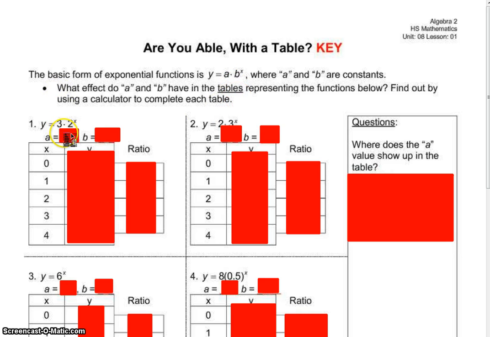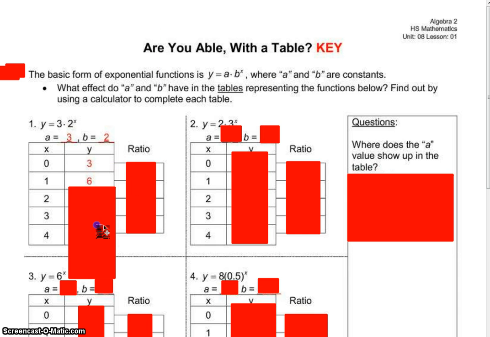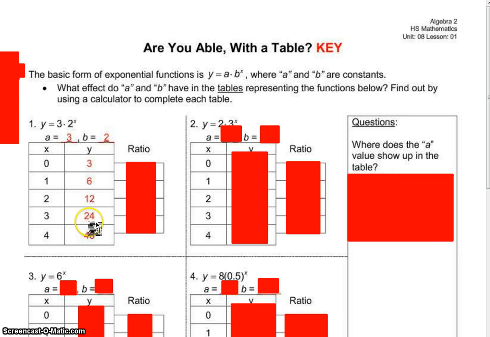So what we learned before, if you have y equal 3 times 2 to the x, a is 3 and b is 2. If you were to put this in your calculator at y equal, you would say 3 times 2 caret x, and then you would go to your table, and if x is 0, y is 3, if it's 1, 6, etc. So that's where you're going to get these numbers. 0, 3, 1, 6, 2, 12, 3, 24, and 4, 48.